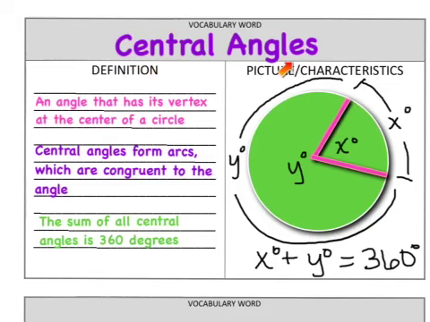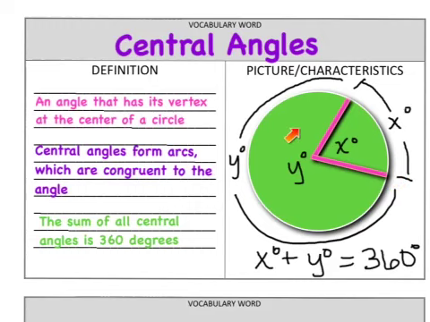Okay, a central angle is an angle within a circle where the vertex, here's our angle, angle X, the vertex is at the center. So this angle we would call angle X, and it turns out that this angle will form an arc. This is called an arc. And this arc we can refer to as the same degree as this angle. So if this angle is x degrees, we can call this arc x degrees.